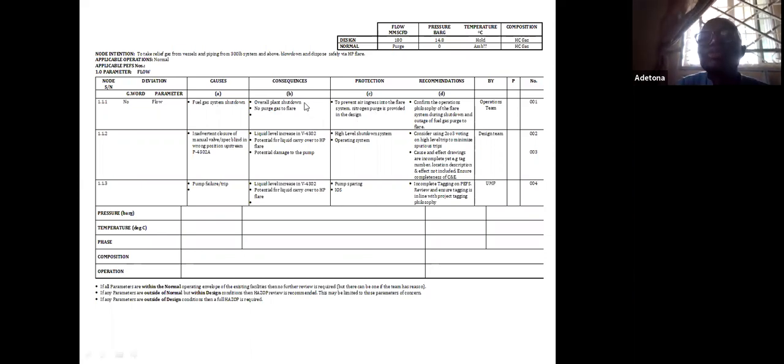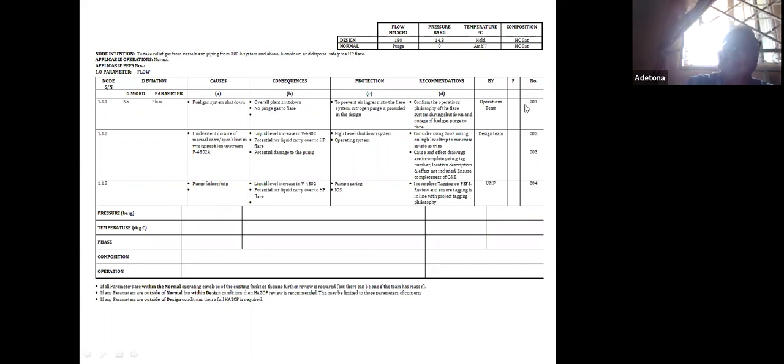Then the next thing, you look at the protection to prevent air ingress into the flare. Okay, you have to introduce purge gas physically and so on and so forth. Then you ask yourself, is this adequate? Okay, what could be the effect if you don't have purge gas in the flare? You have explosion and so on and so forth. Is this protected? If not, then you come out with this recommendation. And then who will do it? You capture it.